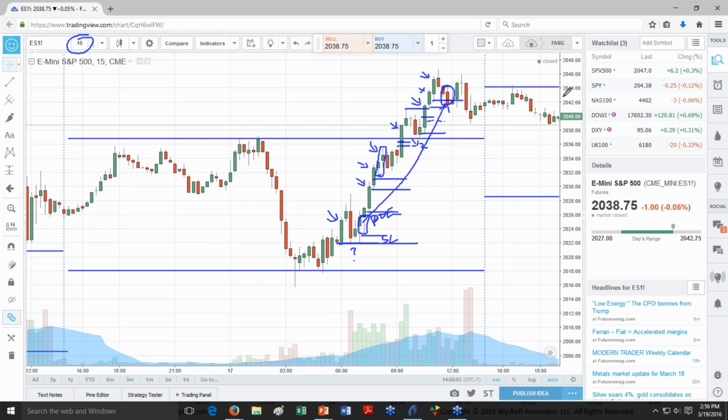From 27 to about 41. So that's 14 full points. So that's a really good move on E-minis. Please note again, how did I even think about this target right here? Well, it's all because of the pre-market activity.